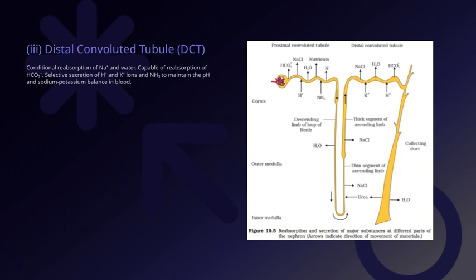balance is maintained. Now, moving on to the distal convoluted tubule, or DCT. This part of the nephron is really important because it fine-tunes the reabsorption and secretion processes. It adjusts what gets reabsorbed or secreted based on the body's current needs, helping to regulate blood pressure, pH, and electrolyte levels. So overall, the DCT is a key player in maintaining homeostasis, making sure our blood remains balanced in terms of fluids, pH, and electrolytes, aligning perfectly with the overall theme of kidney function and fluid regulation.